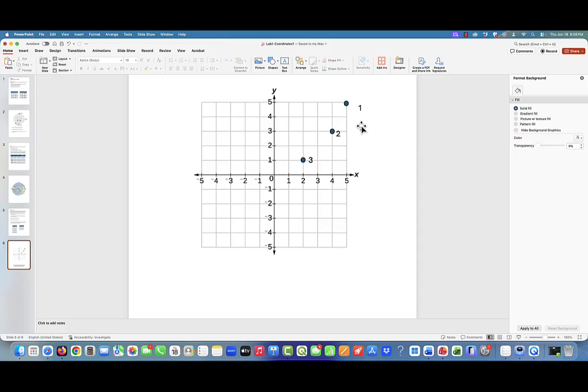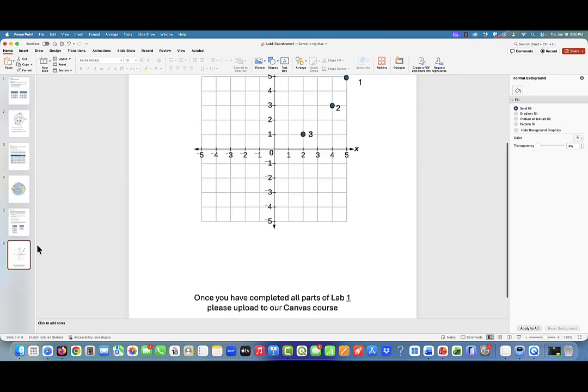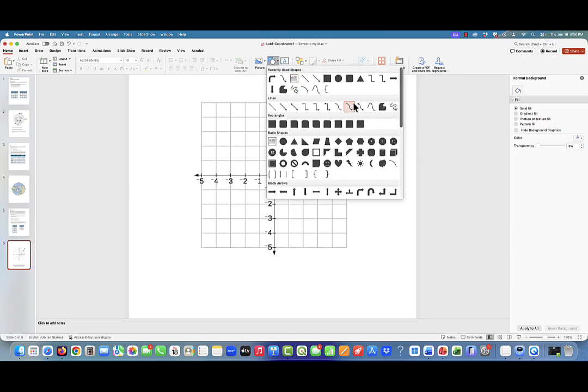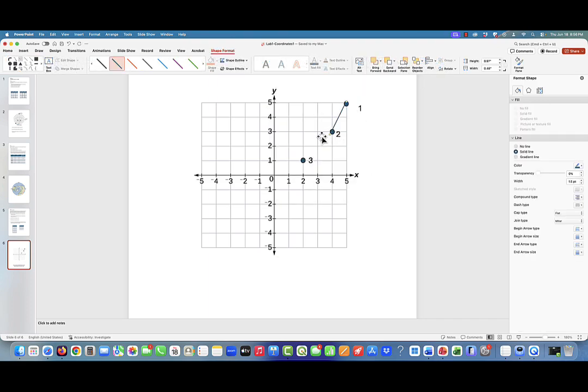The next thing it asks you to do is connect all your points, and you're going to have more than 3 points. You're actually going to have 7 points along this river, but just to show the first 3, now you're going to put on a line that connects those. We'll just use a straight line segment here. The first one goes from there to there, and make that blue and a little thicker.